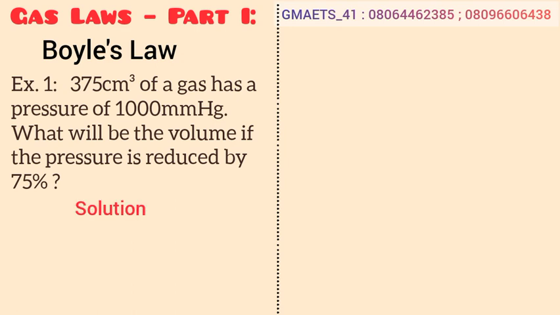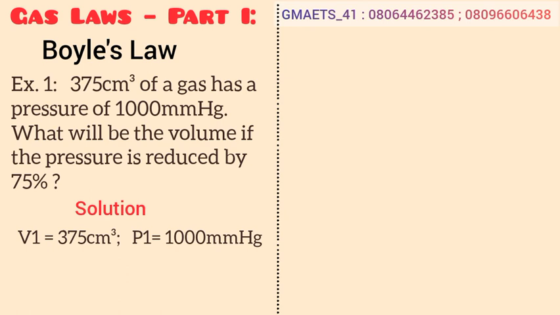Solution. The first thing we have to do is to identify the data, the information, the values given to us in the question, and then find out what we are actually looking for. In the question, the initial volume was given as 375 cubic centimeter, and this corresponds to a pressure of 1000 millimeter of mercury. So V1 is equal to 375 cubic centimeter, P1 is equal to 1000 millimeter of mercury.